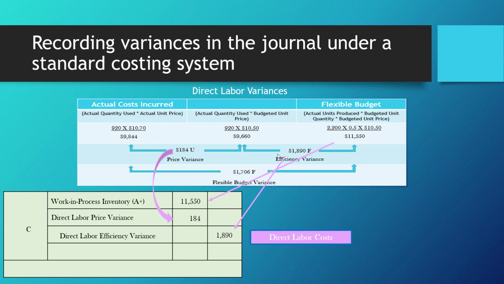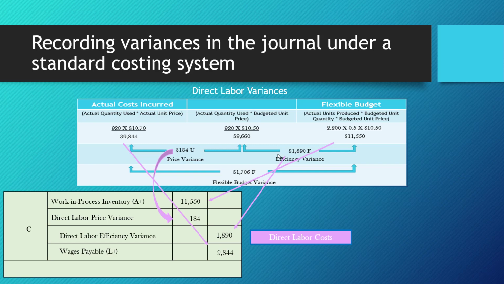And then we have to account for what we actually paid in costs. Well, we actually paid $9,844. So again, we're not going to give our employees $11,550 because we thought it was going to take them longer to make goods than it actually took them. No, we're going to pay them for the actual amount of time that they worked.